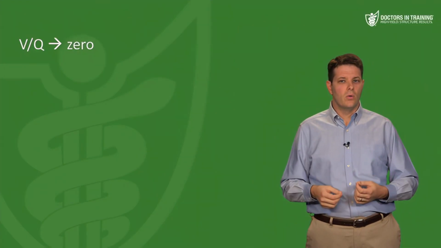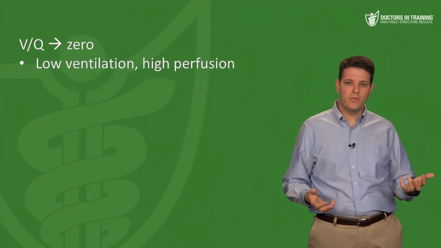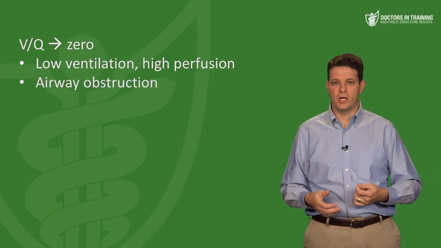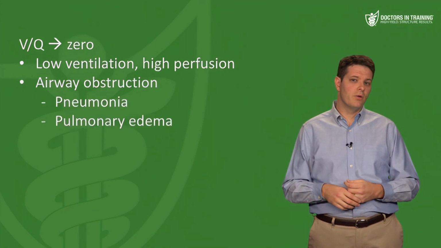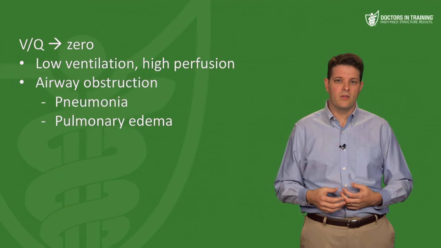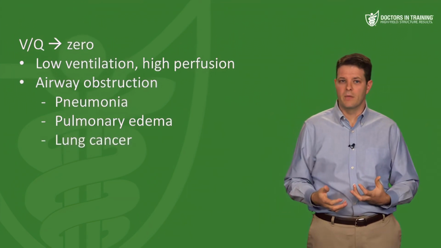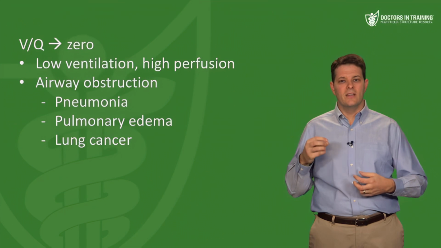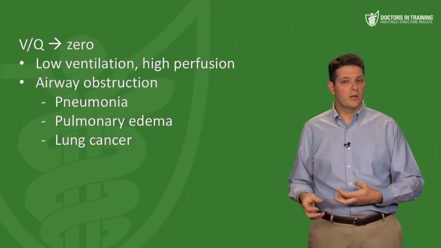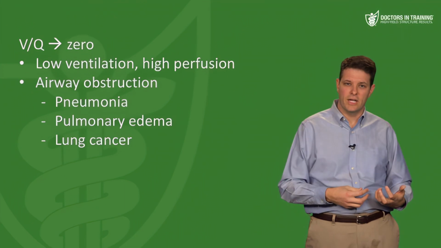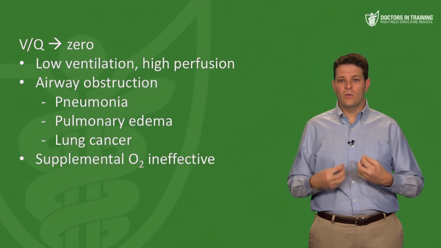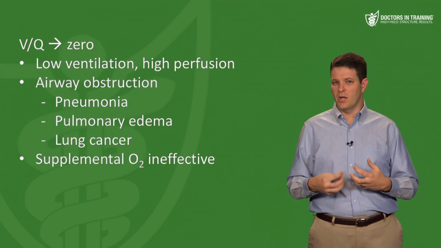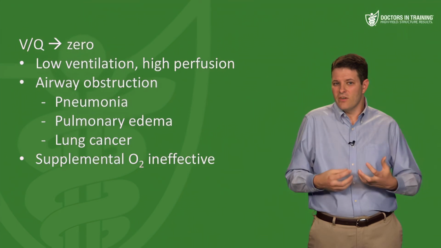What good are they? Well, when VQ approaches 0, we're talking about low ventilation and high perfusion, and this is seen with airway obstruction. Maybe the alveoli are filled with pus from pneumonia. Maybe they're filled up with pulmonary edema from heart failure. Maybe there's a lung cancer that's obstructing the airway. But whatever the cause, the VQ is approaching 0, and this is referred to as a shunt because that venous blood is coming out deoxygenated. And with shunting, supplementing oxygen and increasing the FiO2 won't really raise the oxygen content of the blood much because that supplemental oxygen isn't getting to the alveoli in the first place.